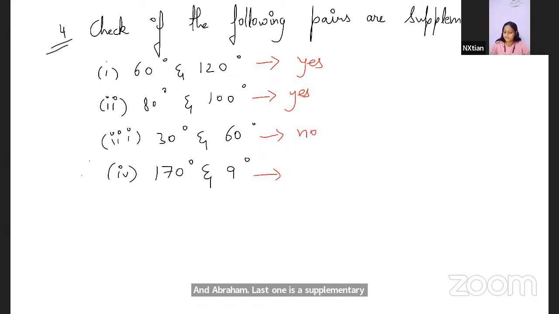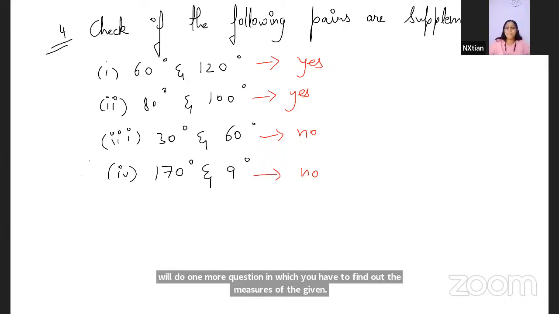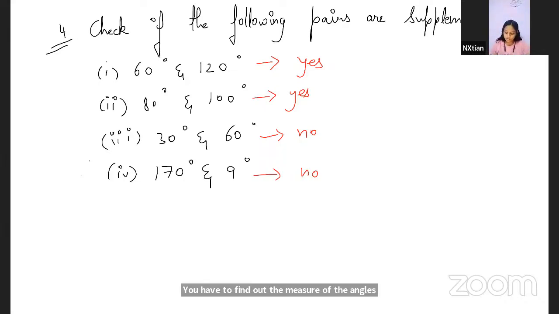No, ma'am. Okay. Well done. It's all correct. So this is how we check if the angles are supplementary or not. Just sum it up. If it's 180, then they are supplementary. If it's not, then they are not supplementary. Now we will do one more question in which you have to find the measures of the given angles. So let's move on to it.